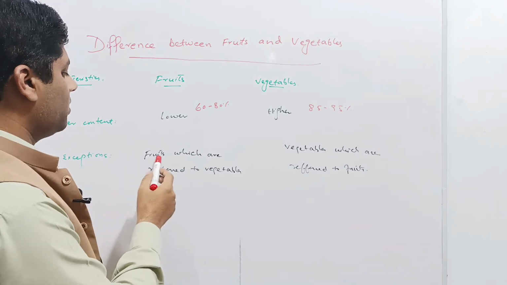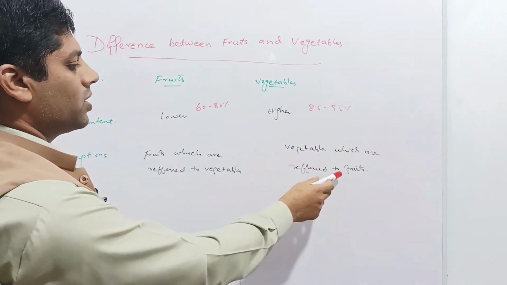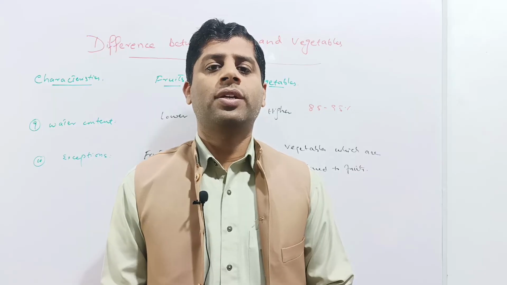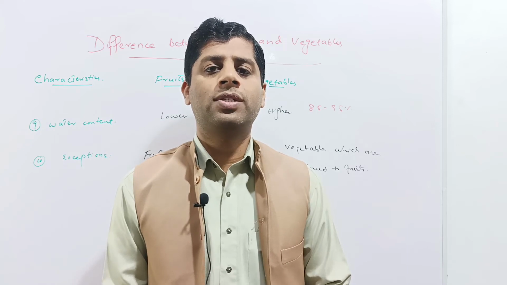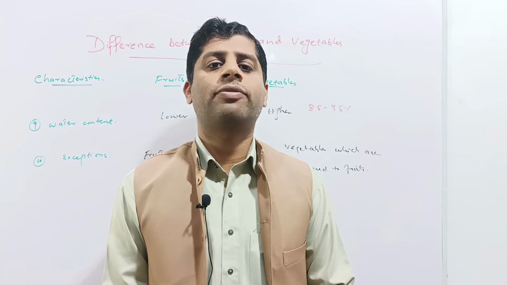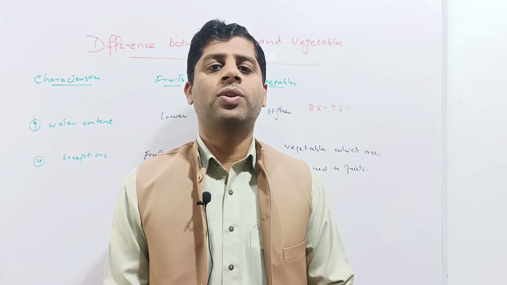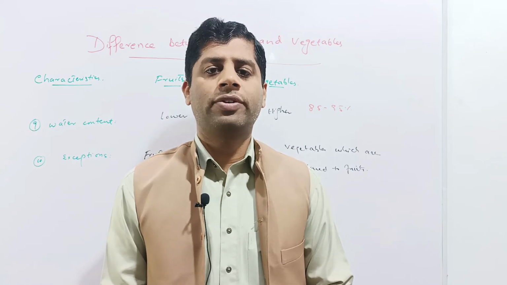Besides all these differences, there are some exceptional cases. The exceptions may be fruits which are referred to as vegetables, or vegetables which are referred to as fruits. As we have mentioned, there are clear differences between fruits and vegetables in terms of botany or science. However, in common language, certain fruits are referred to as vegetables, and certain scientifically proven vegetables are referred to as fruits. These are known as the exceptional cases, contrary to the scientific definitions.